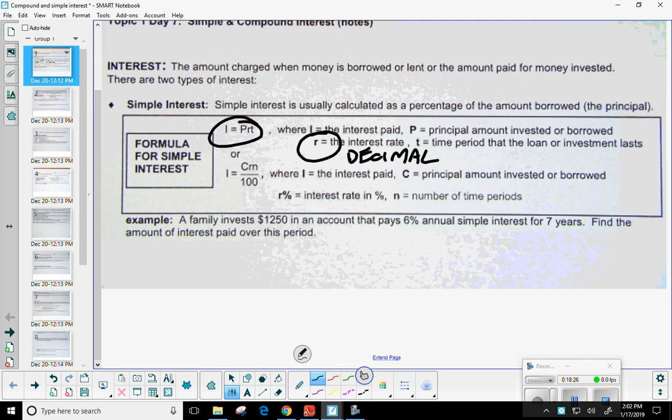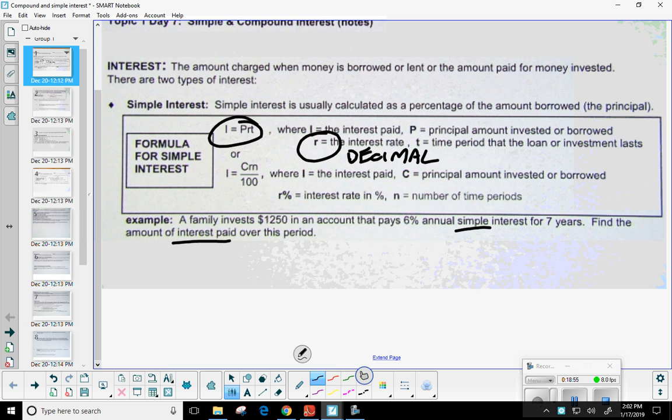So let's look at an example here. A family invests $1,250 in an account that pays 6% annual simple interest, and there's the key word, annual simple interest, for 7 years. Find the amount of interest paid over this period. Typically in these problems you're trying to find the amount of money we're going to have at the end of the investment, but some of these questions can be tricky. This one says find the amount of interest paid.